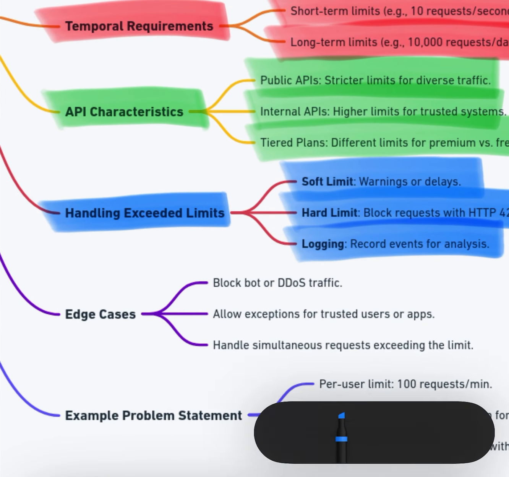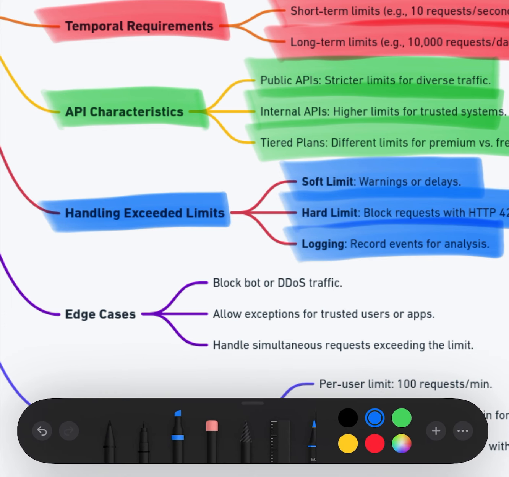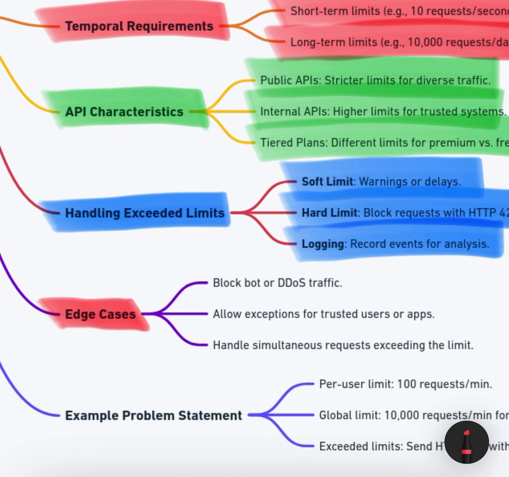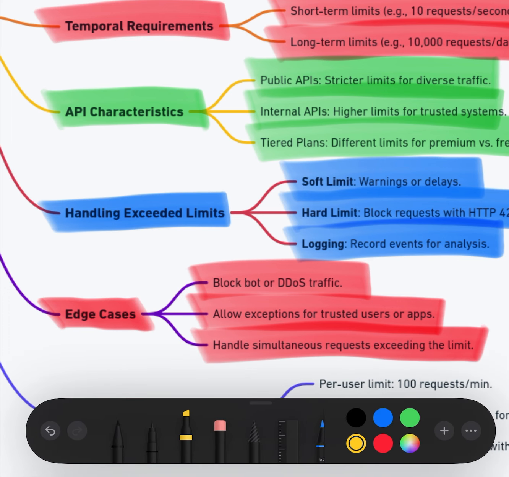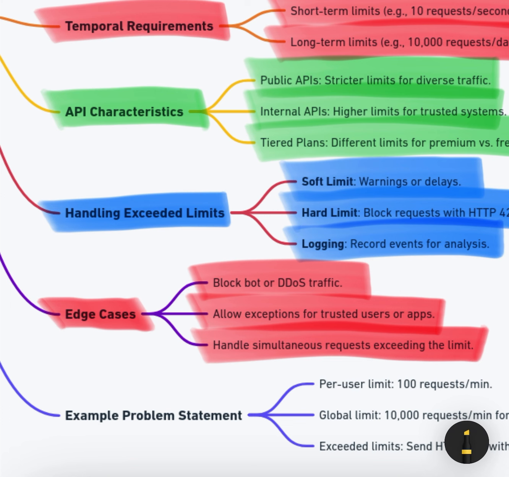7. Edge cases to address. DDoS and bot traffic. Quickly identify and block malicious IPs or unusual request patterns. Trusted users. Allow higher thresholds or exceptions for specific users or applications. Concurrent requests. Decide how to handle simultaneous requests that might exceed the limit.